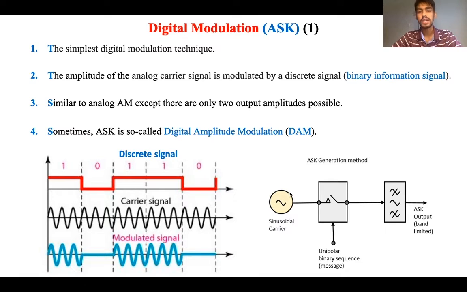So let's look at the ASK generation method. The ASK modulator block diagram comprises the carrier signal generator, the binary sequence from the message signal, and the band limited filter. The carrier generator sends a continuous high frequency carrier. Meanwhile, the binary sequence from the message signal makes the unipolar input either high or low. And finally, the band limiting filter shapes the pulse depending upon the amplitude and pulse characteristic of the band limiting filter, or the pulse shaping filter.